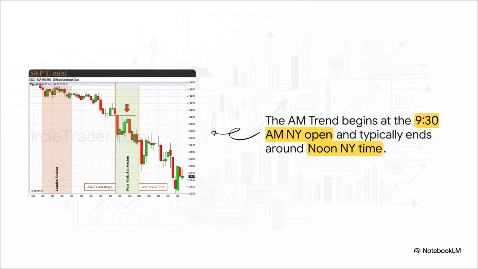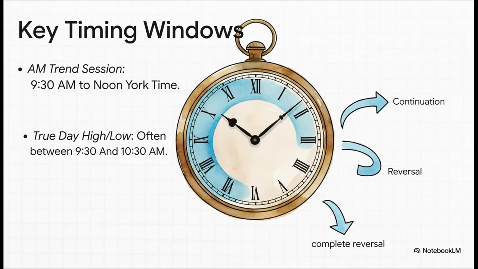Now, take a look at this chart. It does a great job of defining our playground. The AM trend kicks off right at the 9:30 a.m. New York Open, and it usually runs its course until about noon. You can literally see the handover here from the London session into the New York AM session. That's our sweet spot.